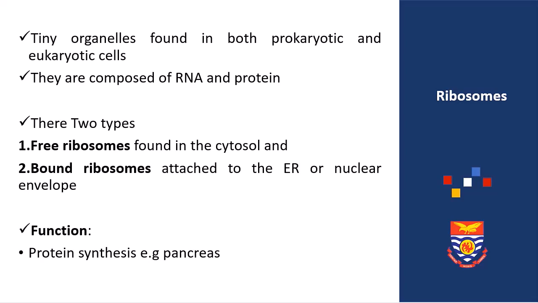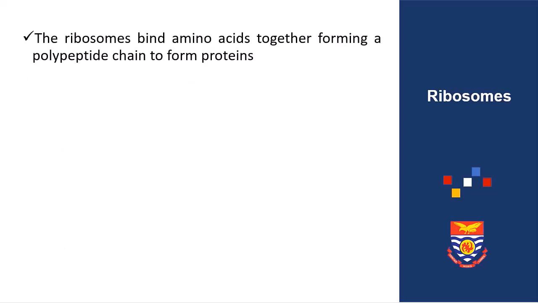So the sole function of the ribosomes is protein synthesis. An example is the pancreatic cell, and these pancreatic cells are specialized in the secretion of protein, most especially digestive enzymes. And so numerous quantities of these ribosomes are found in these pancreatic cells for protein synthesis. In addition, such cells have prominent nucleoli. In the course of protein synthesis by ribosomes, these ribosomes bind amino acids together to form the polypeptide chain.